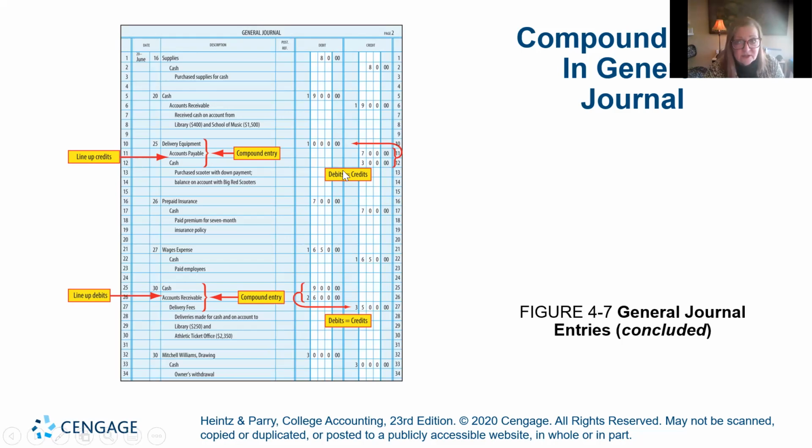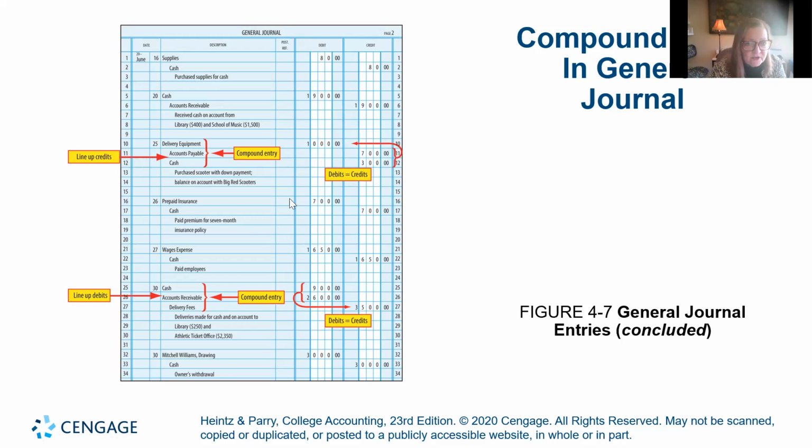So that must be done. Every entry, the debit entries have to equal the credit entries. Normally that's not a problem because there's only one debit, one credit. But if there are multiple debits or multiple credits, you have to make sure that the two sides are equivalent.